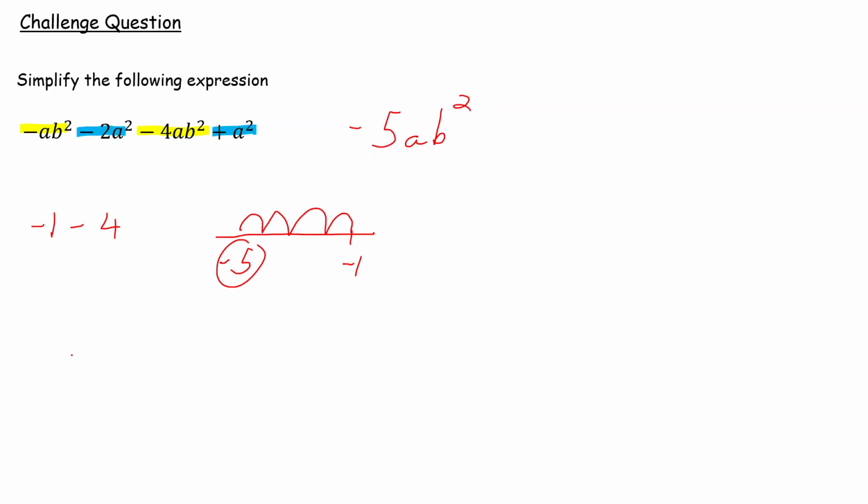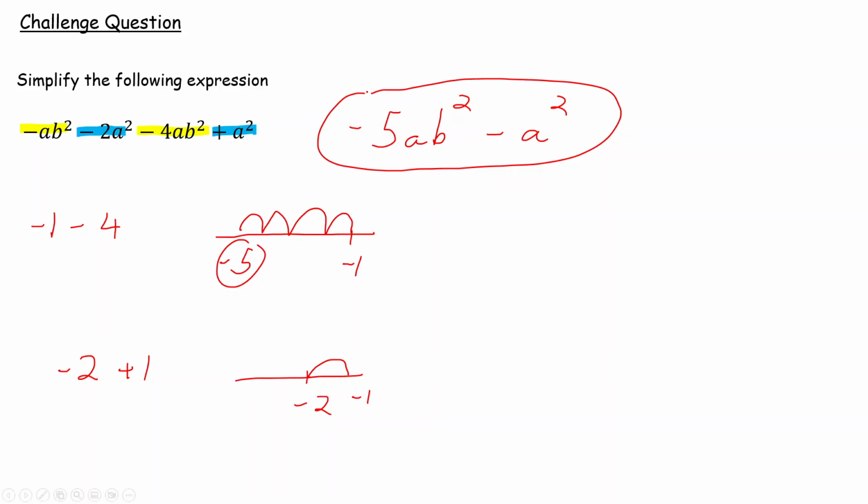We've then got the next part: negative 2A squared plus 1A squared. So negative 2 plus 1. Again, if you need to, use a number line. Our starting temperature is negative 2. If you're adding 1, you're getting warmer by 1, going up by 1 to get to negative 1. So we're going to be negative 1A squared, but you just write it as negative A squared. And this here is your final answer.